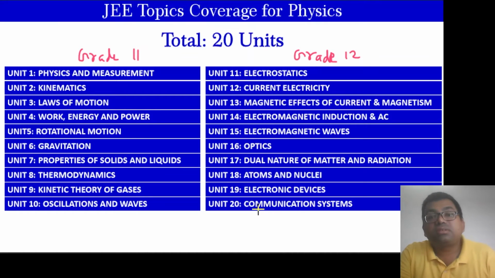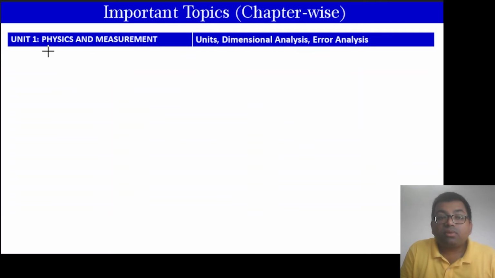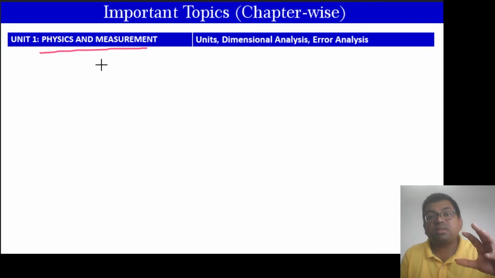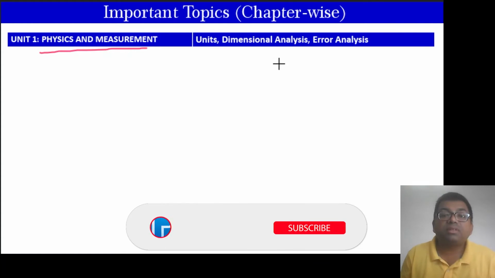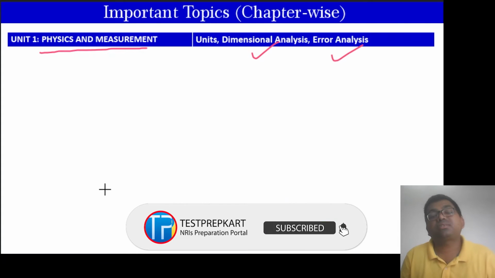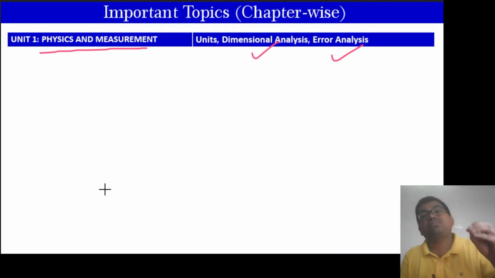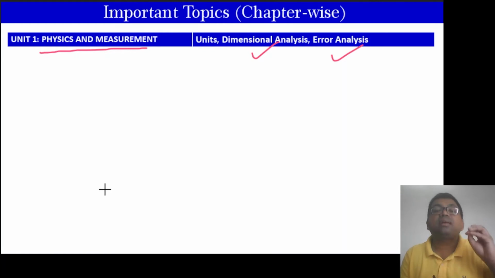So let us start. First of all, physics and measurement, units and measurement, this is a very general topic. And if at all questions are coming in JEE, questions are coming from dimensional analysis or error analysis. Now when I say dimensional analysis, this can include quantities which are in your grade 11 or in grade 12. For example, magnetic flux. What is the dimensional formula for magnetic flux? What is the dimensional formula for electric flux? What is the dimensional formula for magnetic moment?